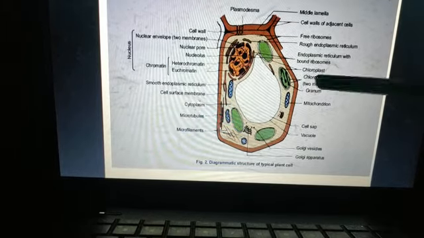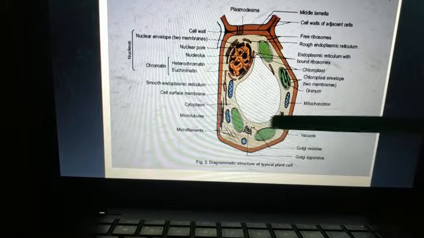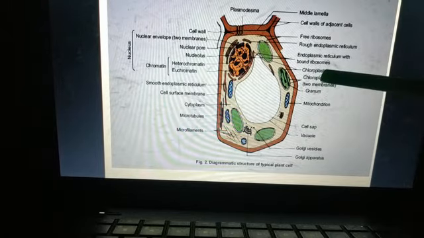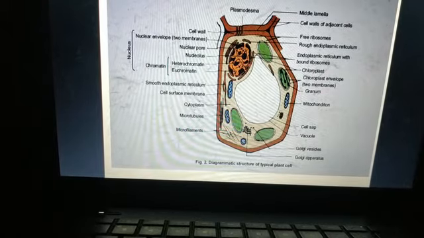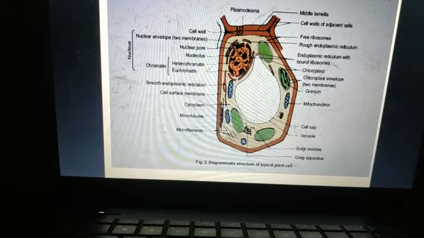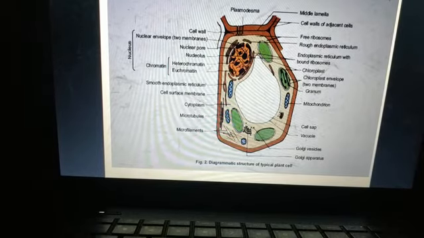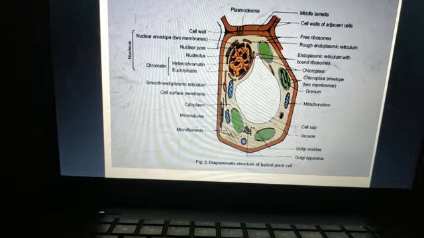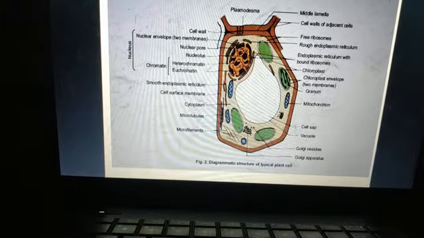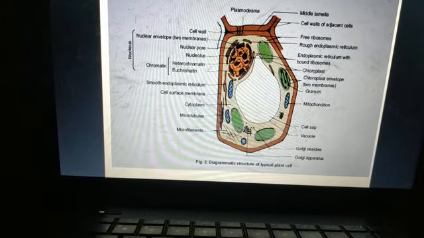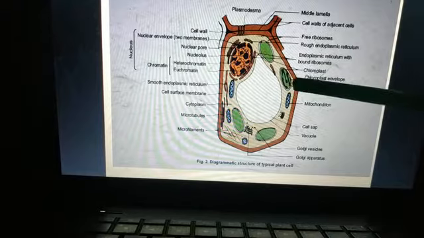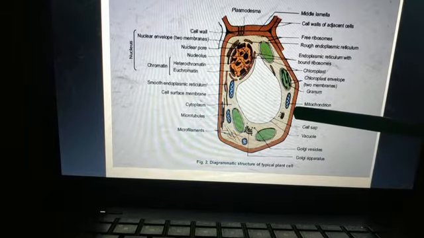Now plastids like chloroplast, these are present only in plant cell. Chloroplast or the plastids are absent in animal cell. And in chloroplast, this is again a double membrane structure, like the mitochondria. Mitochondria was also a double membrane structure, students.